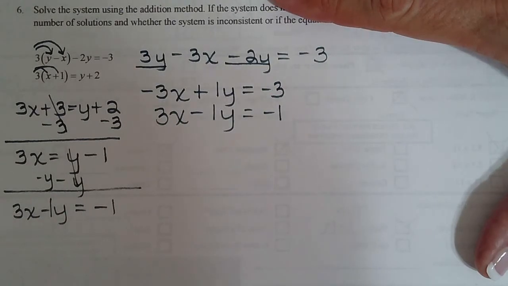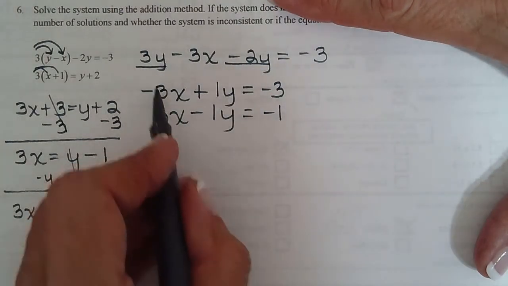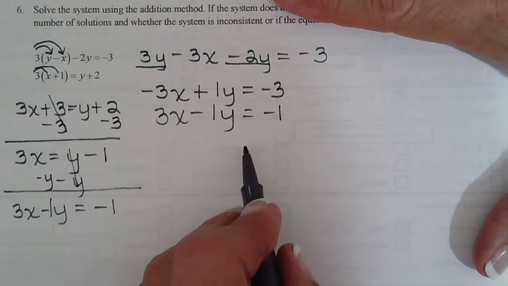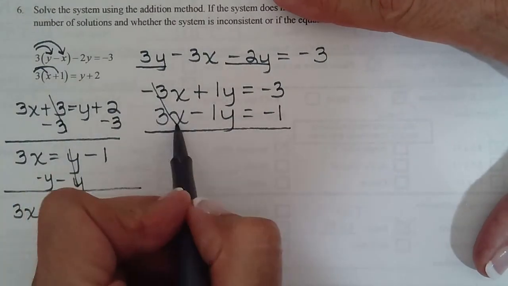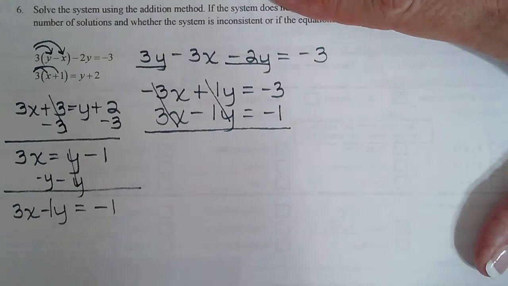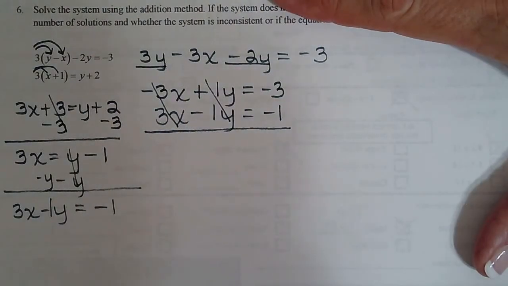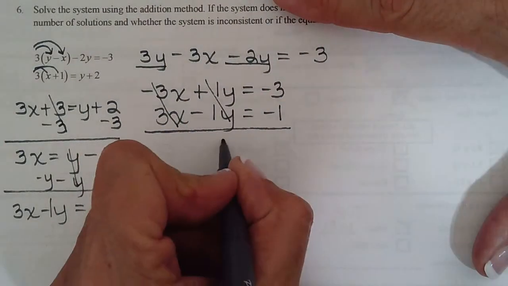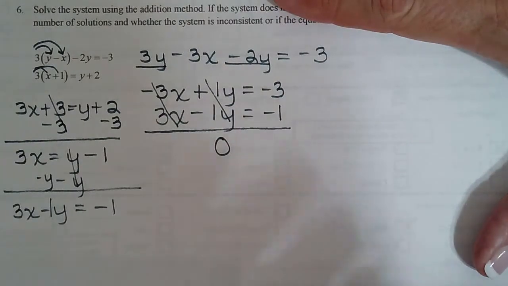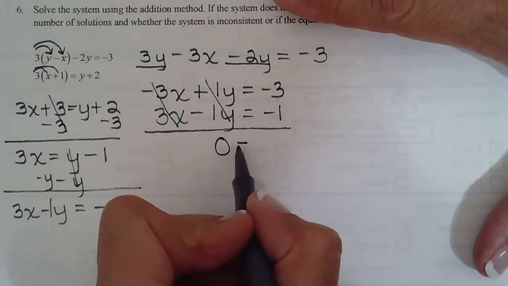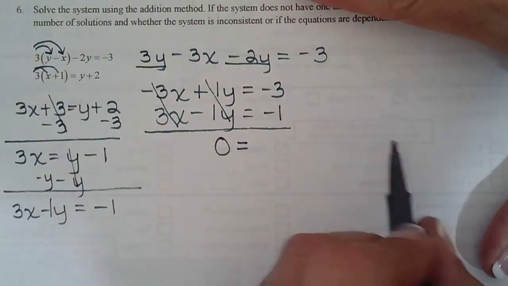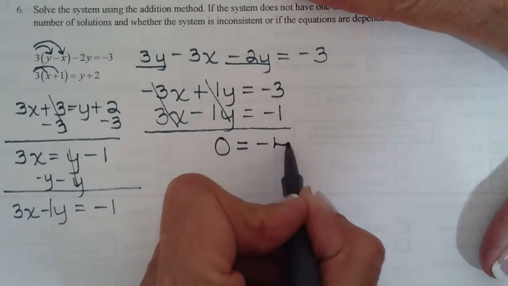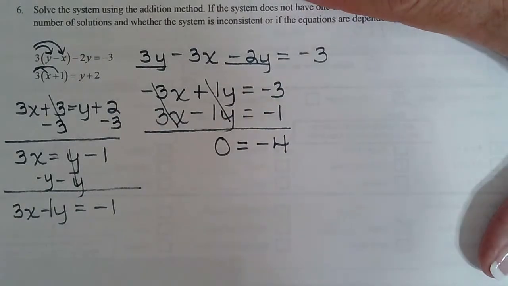So look at my two equations. X's cancel, y's cancel. So what do you think I have left on the left side if both of those cancel? I have to have some number. What's 3 minus 3? 0. So you can't leave a side blank ever. If everything cancels, then there's just 0 over there. And negative 3 and negative 1 would be 0 equals negative 4.